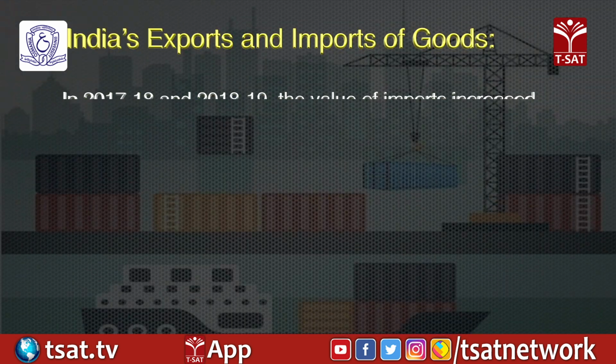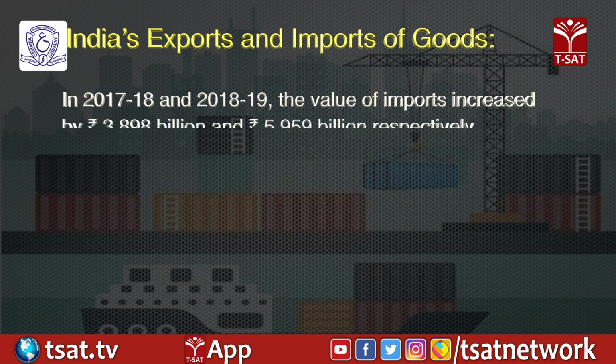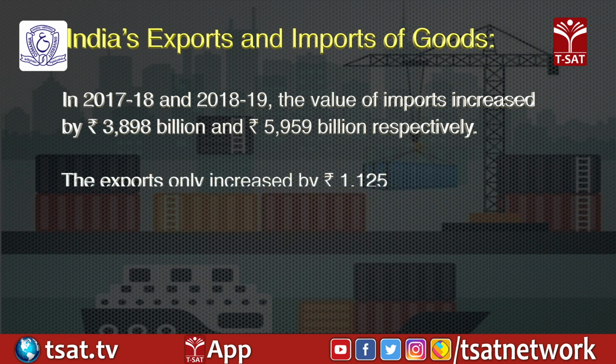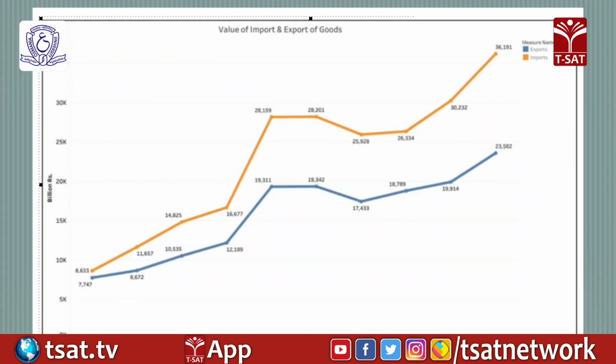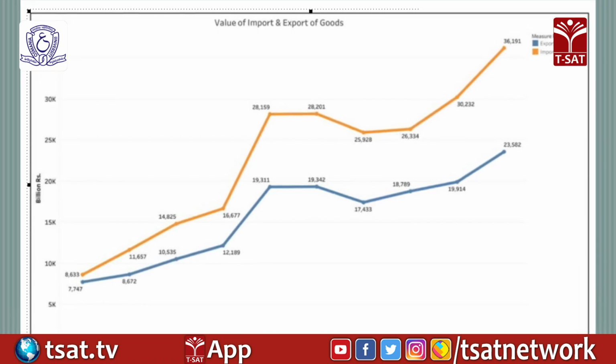During these 2 years also, exports showed a corresponding increase. However, in 2017-18 and in 2018-19, the value of imports increased by 3,898 billion and 5,959 billion respectively. Correspondingly, the exports only increased by 1,125 billion and 3,668 billion respectively. Hence, in spite of a higher increase in exports during 2018-19, the increase in import has widened the deficit gap. You can refer to this particular figure and try to understand what I am trying to explain to you.